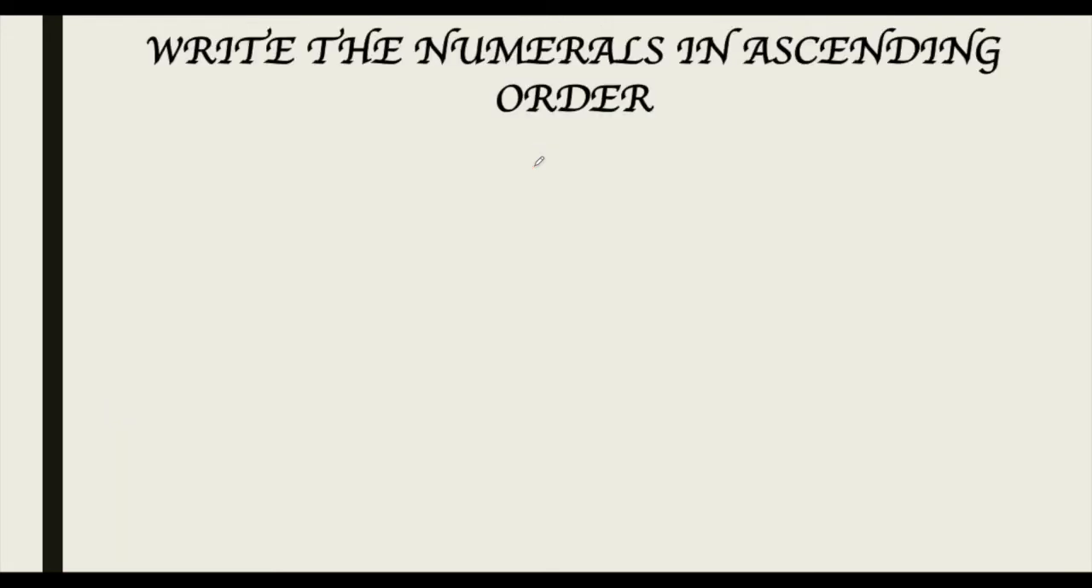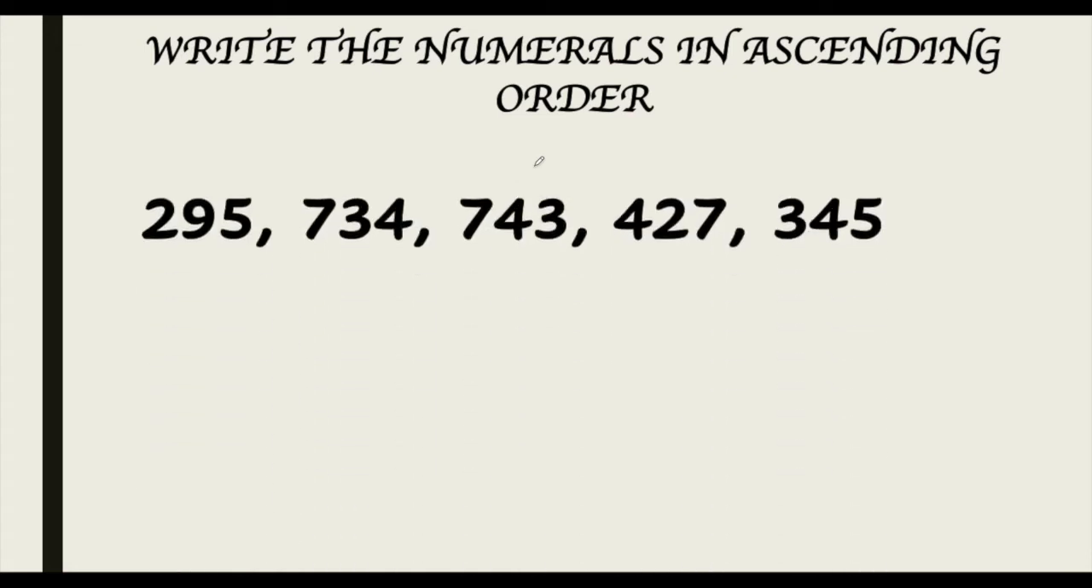Next, write the numerals in ascending order. Ascending order means writing the numbers from the smallest number to the greatest number. Ascending starts with A, and ant is very small, so you have to start writing numbers from the smallest number to the greatest number. Here we have 295, 734, 743, 427 and 345.